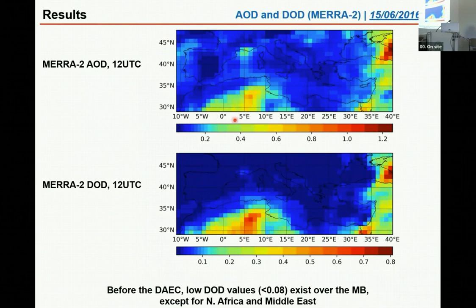Here we present the aerosol optical depth and dust optical depth geographical distributions on the same day. What we observe is that low values are observed over the greatest part of the Mediterranean basin, except for parts of North Africa and the Middle East.